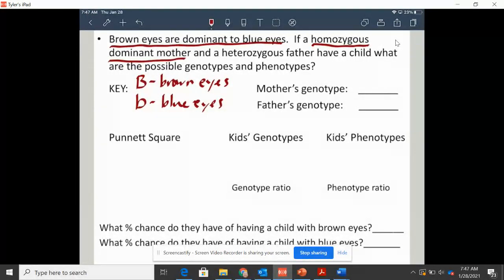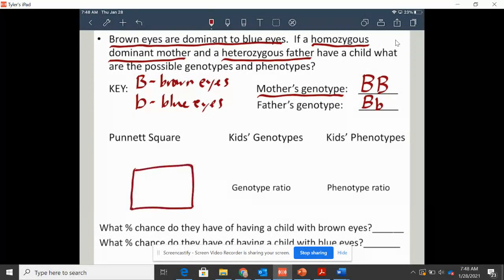Okay? So it says if a homozygous dominant mother, homozygous dominant, well, homo means same, dominant means capital, so they must both be capital letters for the mom's genotype. Remember, that's her letter combination. So she's going to have 2 capital B's, right? And dad is heterozygous. Hetero means different, so he's going to have 1 capital, 1 lowercase. That is heterozygous, okay?